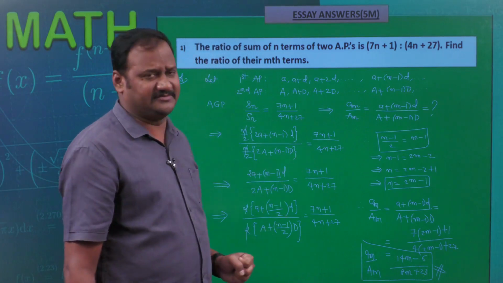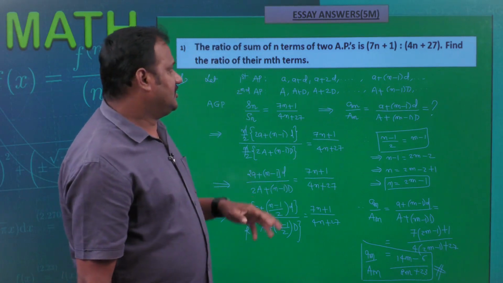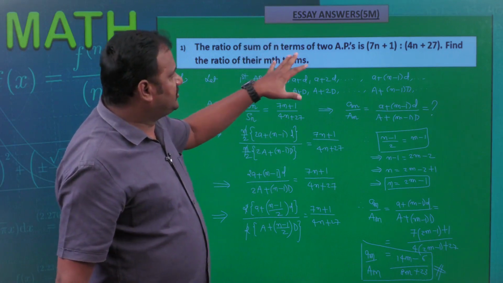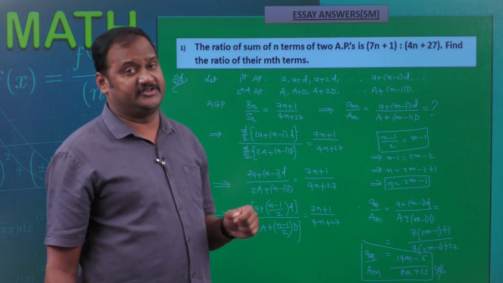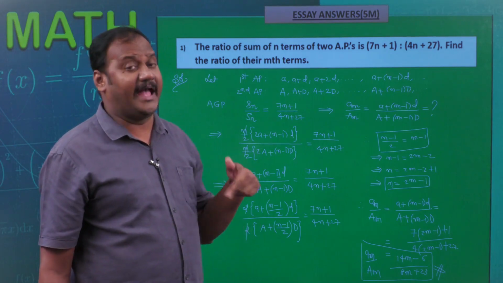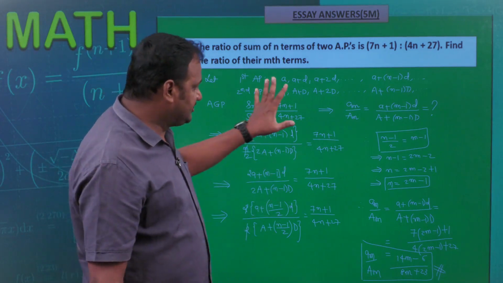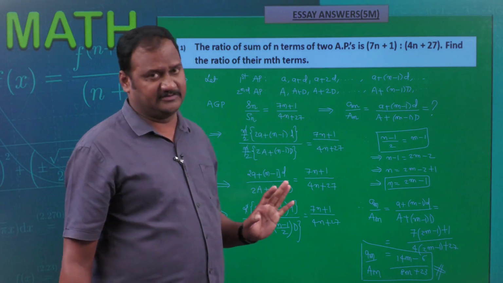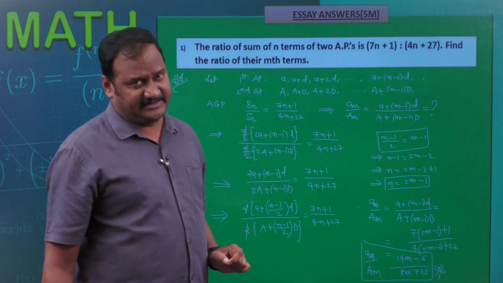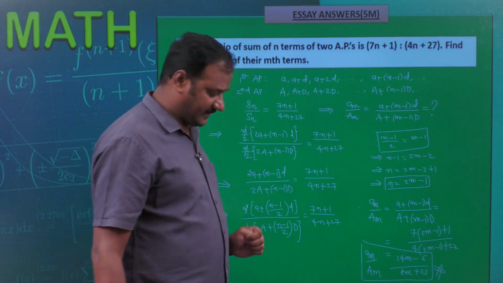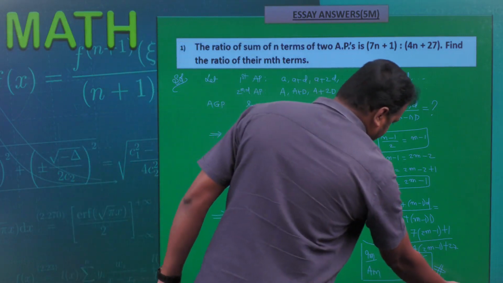This is one of the most important problems. You are given the ratio between some two n terms, then you are asked to find out the ratio between their mth terms. So this is the way of solving the problem in order to find out the ratio between their mth terms. Hope you understand? Right. So moving on to the next problem.